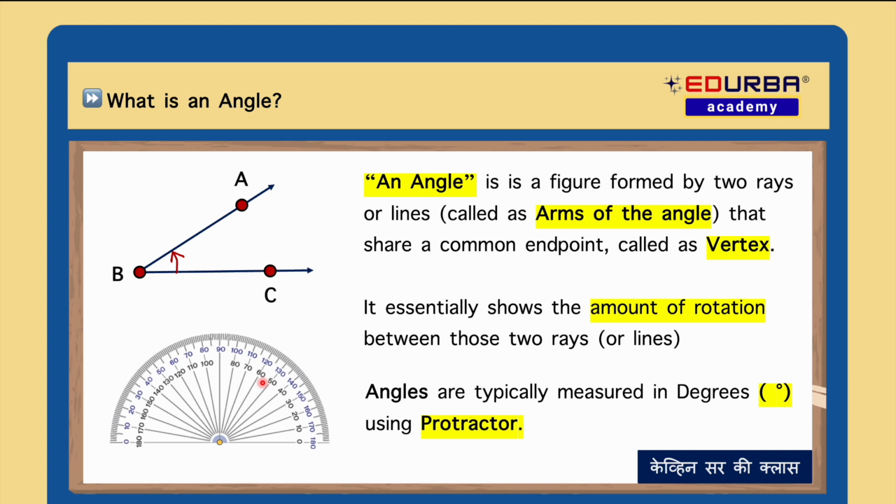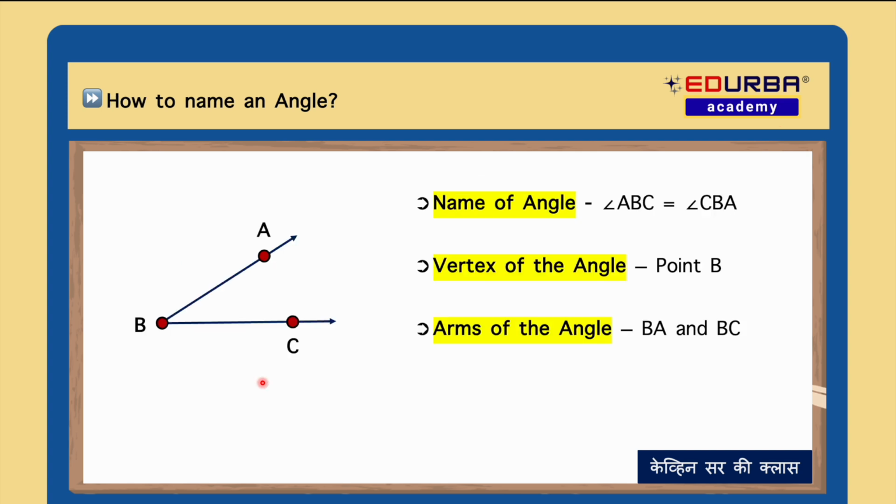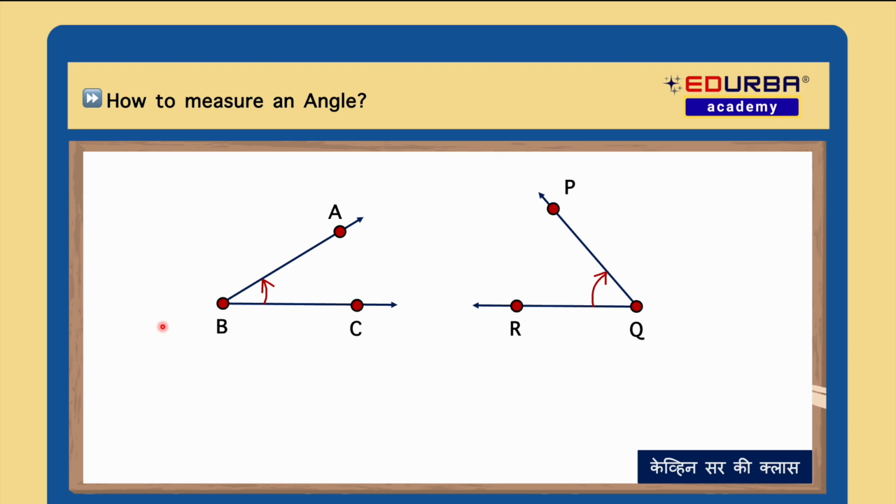Now let's understand angle with this example. Here we have angle ABC or angle CBA. In the name of an angle, the vertex B will always come in the middle. This angle ABC has two arms, BA and BC, and these two arms meet together at vertex B. Now, if you observe the name of arms, the arms always have to start with the vertex. So, the first arm is BA, which starts with the vertex, and the second arm is BC, which also starts with the vertex. Now, this is how we measure an angle.